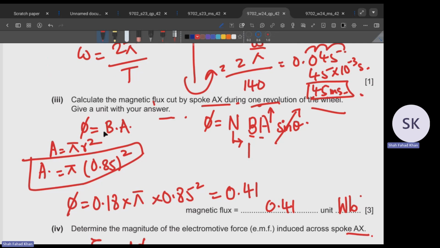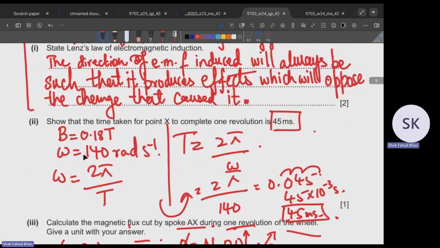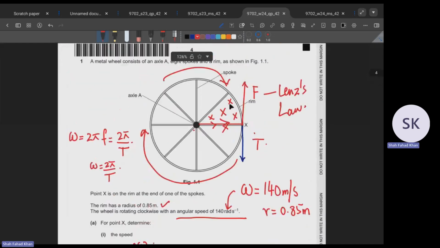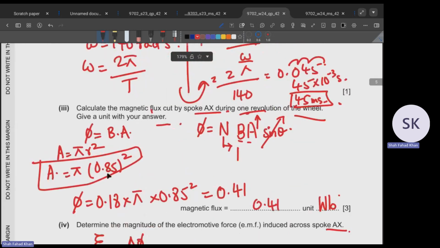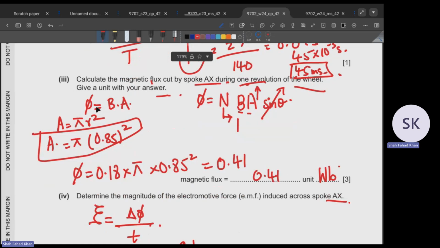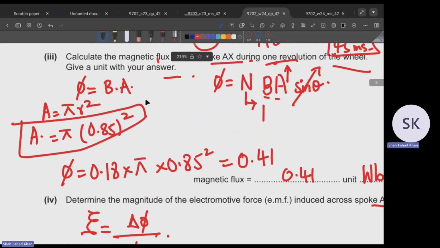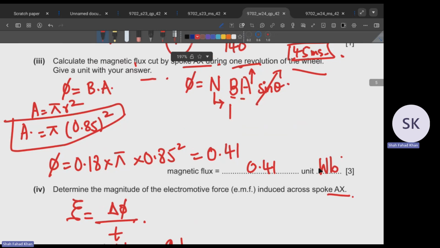B is given to you as 0.18 and A can be calculated as pi r squared because it's a circle, right? Area of a circle is pi r squared. Radius is given to you in the beginning, 0.85. So do the pi r squared thing, get the area, plug both of these answers into your equation and you'll have your final answer of magnetic flux. The unit of magnetic flux is Webers. And this is going to earn you 3 marks.